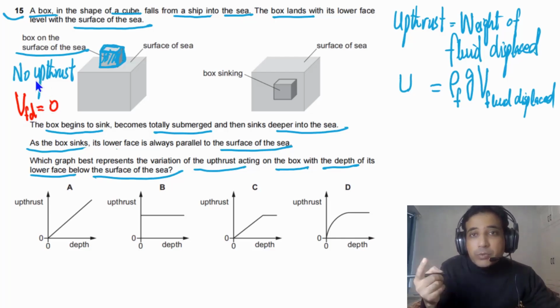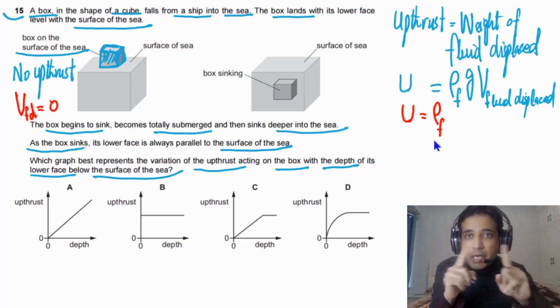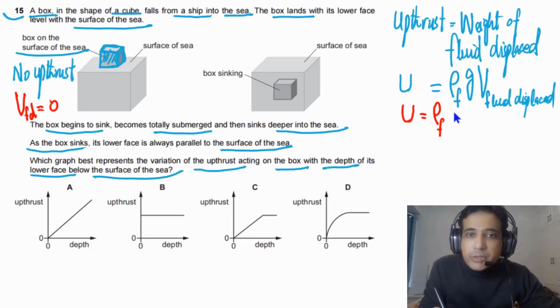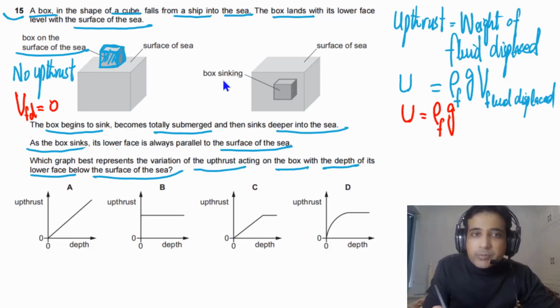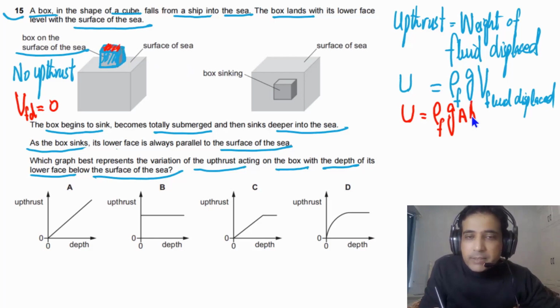Now we need to understand how upthrust depends on depth. So we can write this in a better way to see how upthrust is linked with depth. We can say rho F, g, and the volume of fluid displaced. We can write this in the form of the volume of the cube inside water. That will be the cross-sectional area times H, where H is the depth inside water. So from here you can say U is directly proportional to H, which means it is directly proportional to depth.